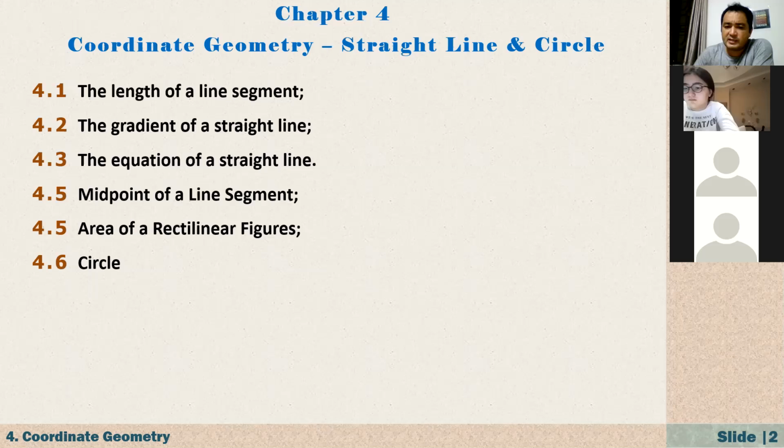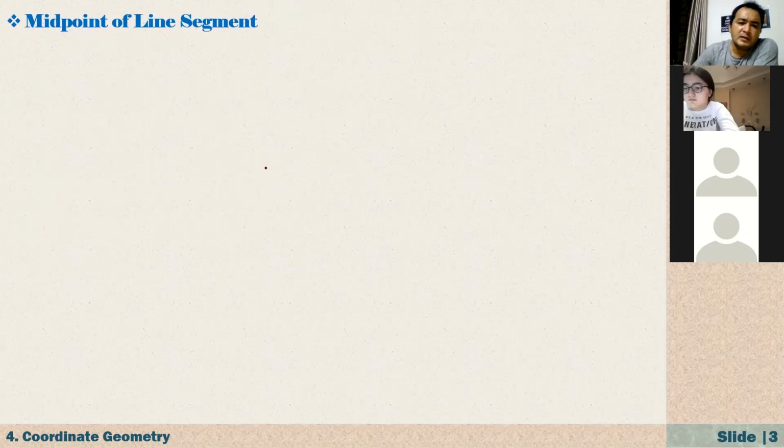The length of line segments, we have already talked about the first one. The gradient of a straight line, we also talked about. The equation of a straight line, we also talked about. Today, we will talk about these 2 things. If we have time, let's see. Otherwise, maybe next time we will continue from where we stopped. So, the midpoint of a line segment and the area of rectilinear figures. Okay, the midpoint of a line segment.